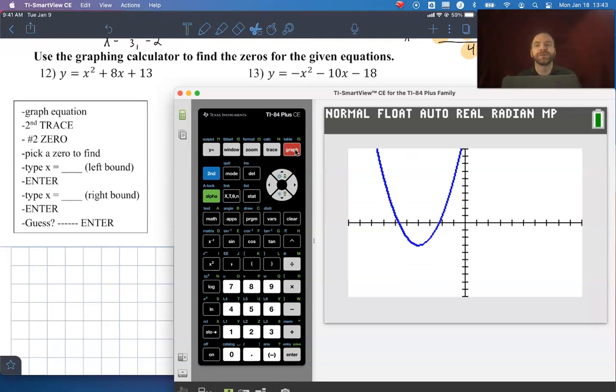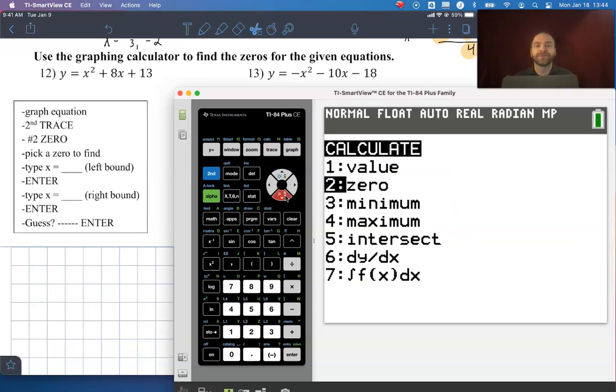And we're going to use the 0 feature on our calculator. So right above the word trace, you can look right in there and it says calculate in blue, and I say this, if you ever want to find any point or any value on a graph, you go to calculate. Calculate is where you find values on the graph. So I'm going to hit second, trace. Now, option 2 says 0, and we're going to hit this.